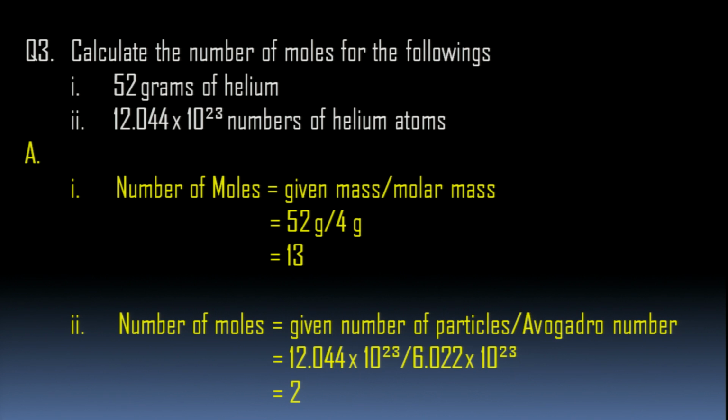52 grams of helium means it is 13 moles. Then, one more type. The other formula we are supposed to use. We are supposed to find moles of 12.044 into 10 to the power 23 number of helium atoms. Here particles are given. Number of moles is equal to given particles divided by Avogadro's number. What do we get? It's 2. So, number of moles is 2 for these particles of helium atoms. Simply, we are substituting the numbers in the formula.